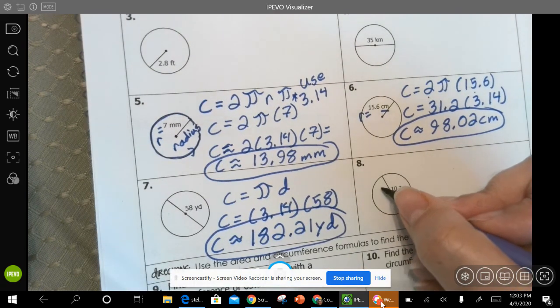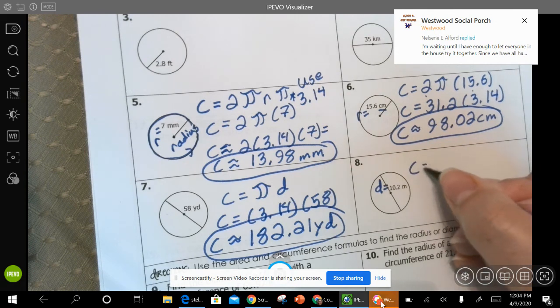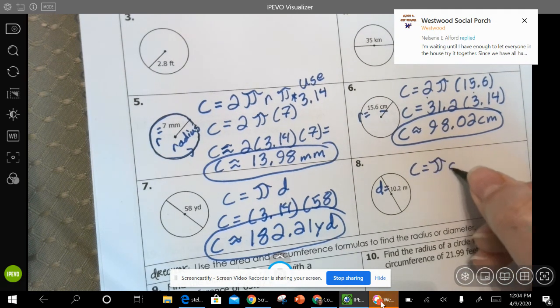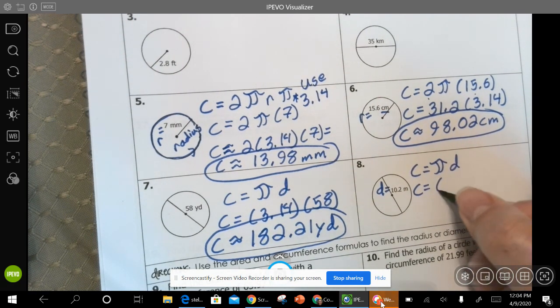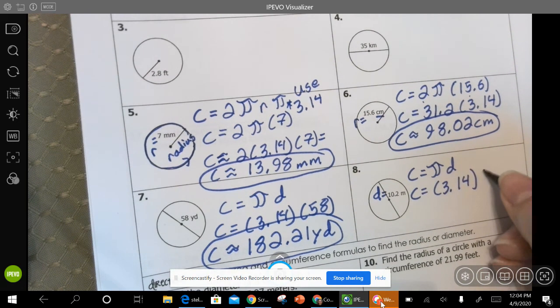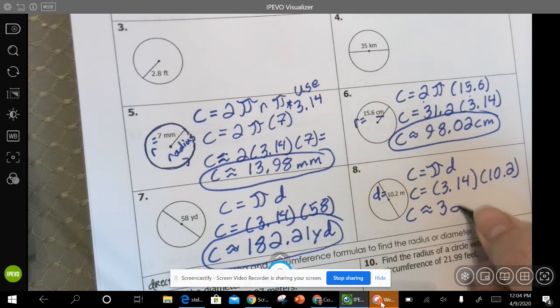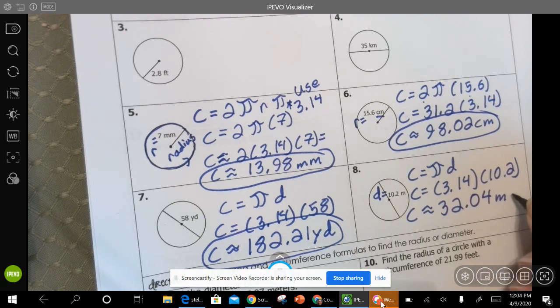Okay, same for this one, everybody. It's all the way across. So it's the diameter through the center. So it's going to be circumference is equal to pi times d. So 3.14 times 10.2. So circumference is equal to approximately 32.4 meters.